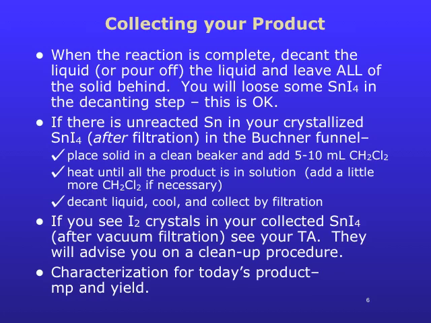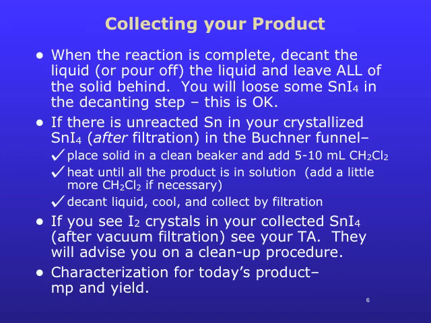The beaker containing the SnI4 dissolved in CH2Cl2 is put in an ice bath and allowed to cool for 10 to 15 minutes. The SnI4 crystallizes and is collected on a Buchner funnel by vacuum filtration. If any unreacted tin is in the crystallized product, then the product must be redissolved in the minimum amount of hot CH2Cl2. Then the hot CH2Cl2 solution containing dissolved product is decanted, leaving behind the unreacted tin. This CH2Cl2 solution is then put in an ice bath to recrystallize the product, with the SnI4 collected by vacuum filtration. Your TA can help you remove any solid I2 that has contaminated your product.